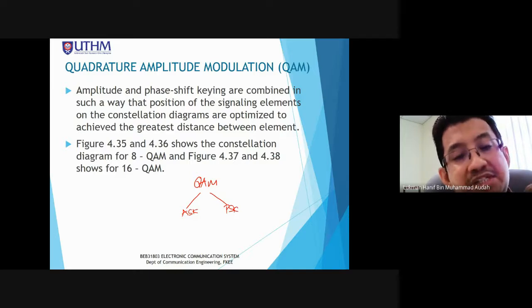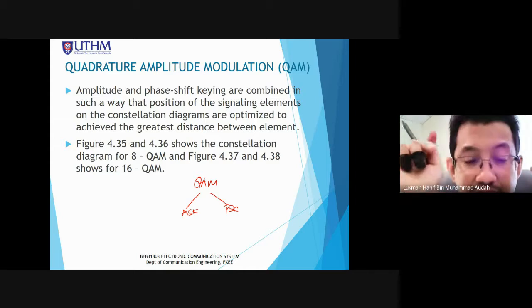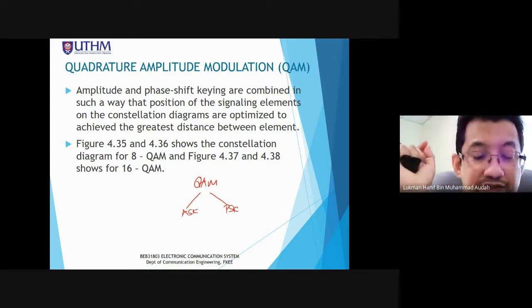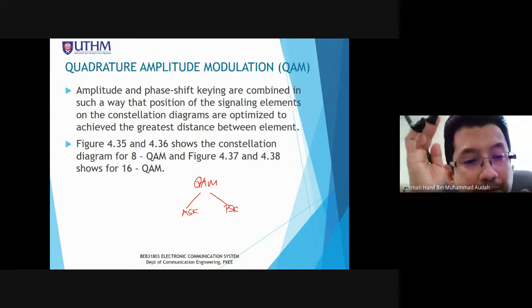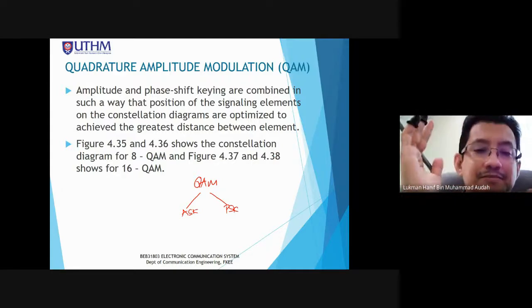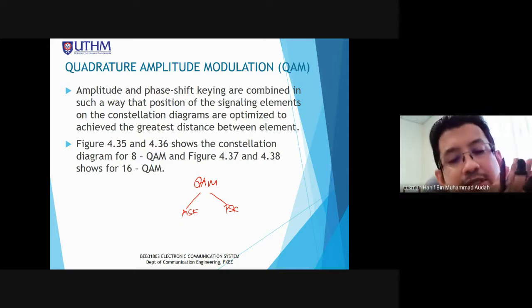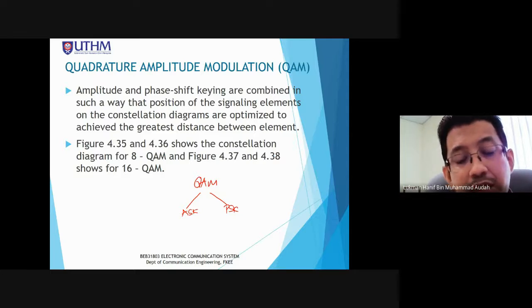QAM ini dia menjimatkan bandwidth. Senang kata dia menjimatkan bandwidth efficiency. Sebab untuk telco operators, bandwidth itu sangat terhad. So dia perlu menggunakan bandwidth itu semaksimal yang mungkin. Okay, so antara teknik yang digunakan adalah QAM.